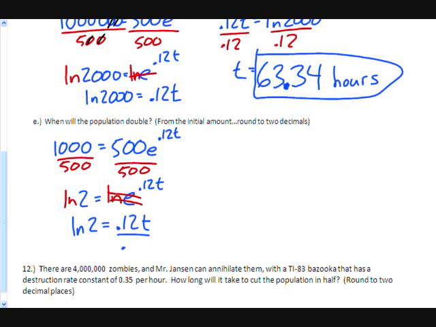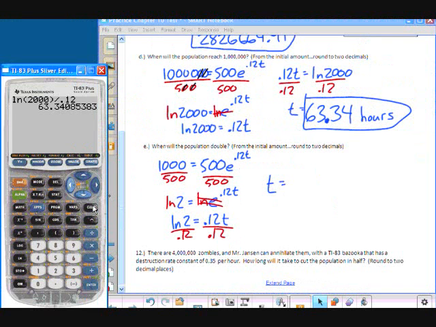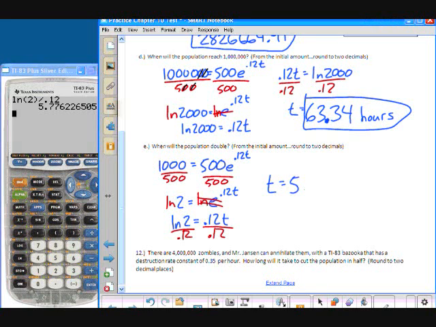Divide each side by the 0.12. Oh, here I was doing such a good job using red every time I did something on each side. I keep going with that. Divide by the 0.12 on each side, and I find out that t equals, again it's a job for my calculator, the natural log of 2, close those parentheses, divided by the 0.12. Enter. It looks like 5.78 rounded to 2 decimals.